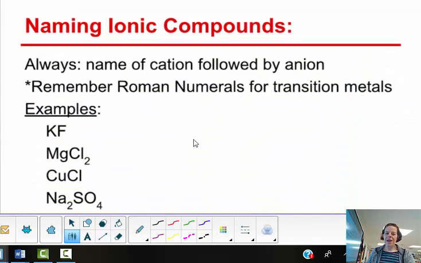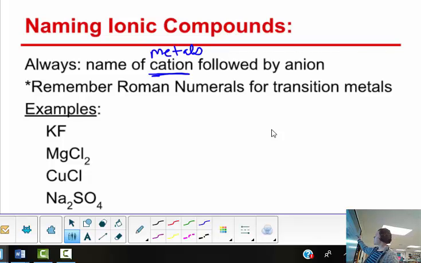Okay, so let's get into the fun here. So we're talking about naming ionic compounds. Okay, it's not too tough to name them. Just a couple of rules. You always name the cation first. It's always first, followed by the anion. So they always go in order: metal, then nonmetal. Remember, cations are metals, and anions are nonmetals.